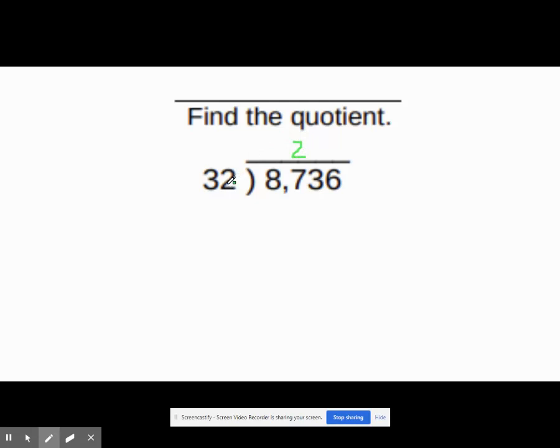Now you just multiply. 2 times 2 is 4, and 2 times 3 is 6. We just need to subtract and make sure that our difference is going to be less than 32. I think we're going to be okay. 7 minus 4 is 3, and 8 minus 6 is 2. We got 23, and that is less than, of course, 32. So we're okay on that. And now we're going to bring down our next digit.